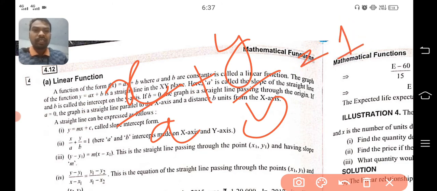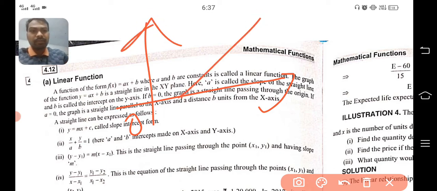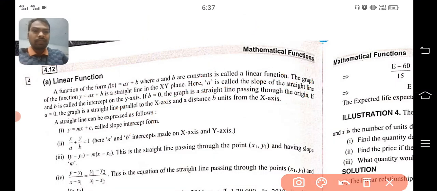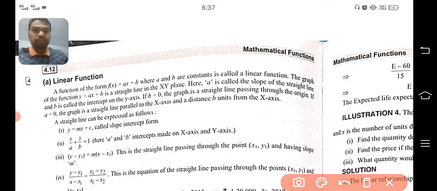Clear? Here a and b are the intercepts made on the x axis and y axis. Whenever we are writing in this case, a and b are the intercepts made on the x axis and y axis, and a is the intercept on the x axis. But we are talking about the intercept on the y axis, that is b. So term b is the intercept of the y axis.